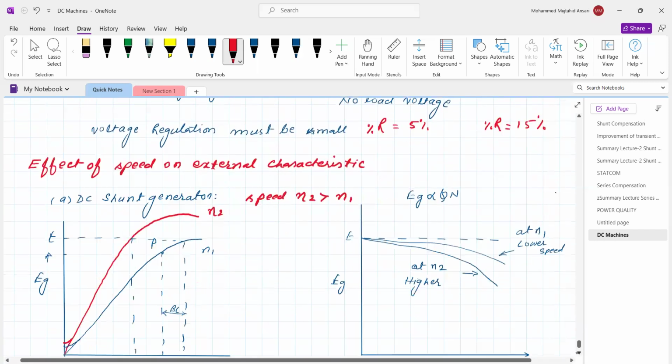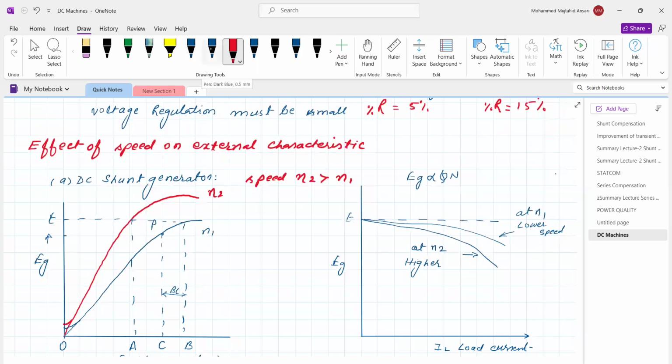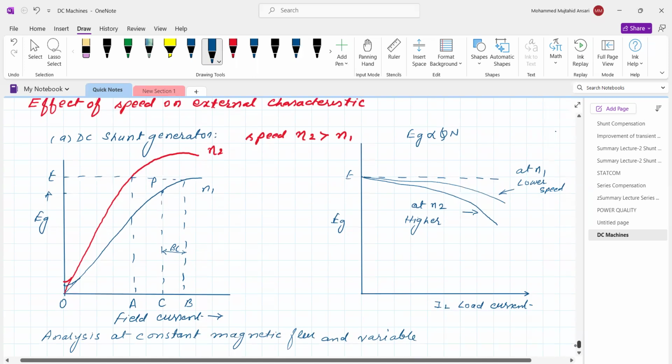Now we will see the effect of speed on the external characteristic of a DC generator. First, we will take the DC shunt generator. As we know, the open circuit characteristic is plotted between terminal voltage versus field current. This is the field current or field MMF, whereas this is the terminal voltage under no load condition, and it is called the open circuit characteristic, OCC. We know that the EMF generated is directly proportional to flux and speed.